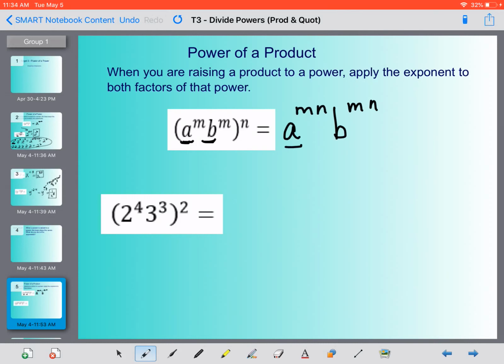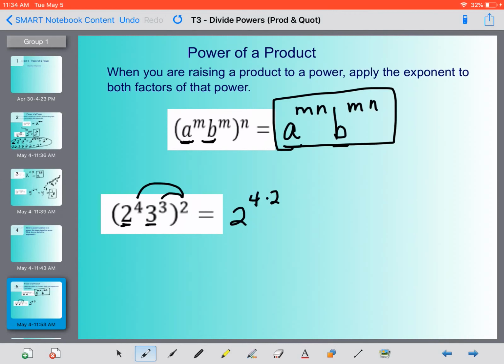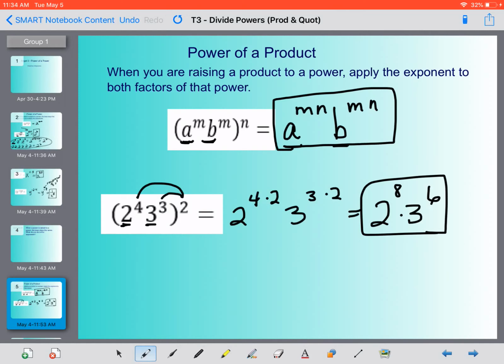You notice that these bases are different, so you cannot combine them into one term, so that would be your answer. So here, since 2 and 3 are different, we cannot combine them, but we do have to apply the exponents to both factors. So you'd have 2 to the 4 times 2, 3 to the 3 times 2 power, so that would be 2 to the 8th times 3 to the 6th. And that's your final answer. You could expand if you want to, but you don't need to.